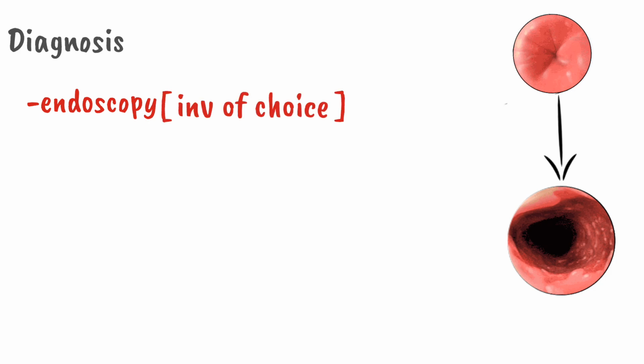To diagnose Barrett esophagus, we have to perform an endoscopy. The endoscopy is the investigation of choice, in which we take a biopsy and study the biopsy specimen, which will show the metaplasia, the change of stratified squamous epithelium to columnar epithelium with goblet cells. As Barrett esophagus is a pre-malignant condition, it increases the risk of adenocarcinoma of the esophagus.